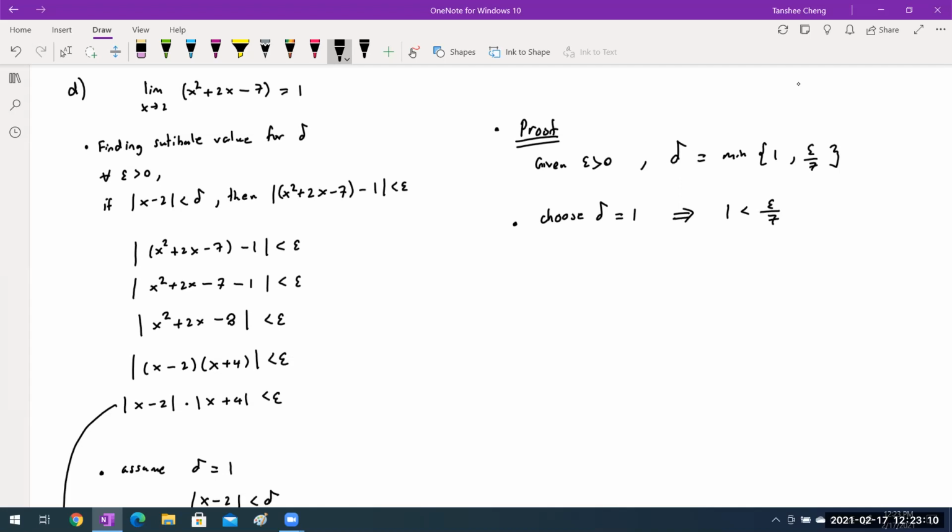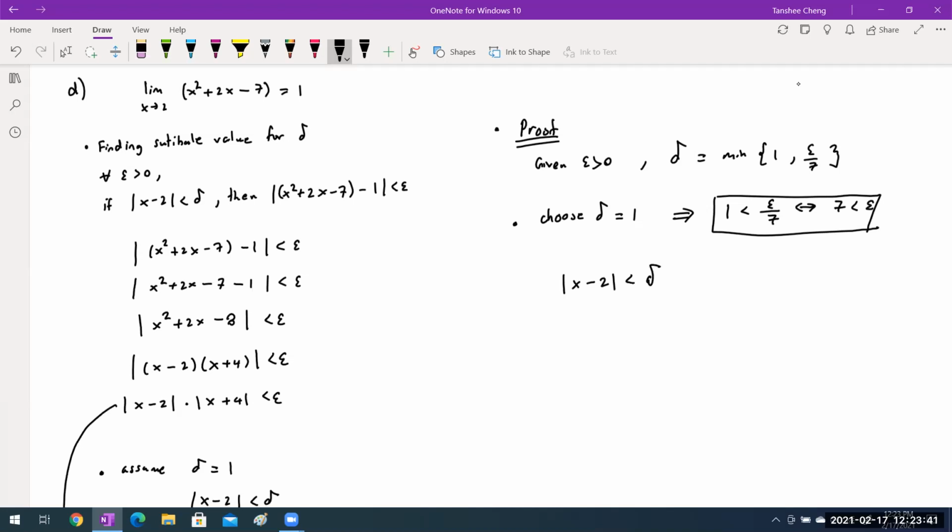And knowing this, that basically tells me 7 must be less than epsilon when I multiply both sides by 7, because that's going to help us a lot. By thinking about this case in the beginning, when we start choosing the delta equal to 1. So working out, absolute value of x minus 2 is less than delta.